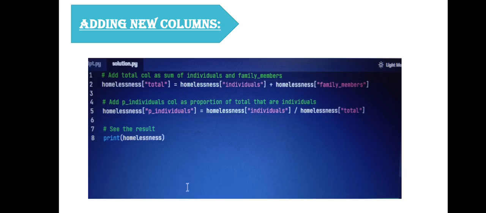Adding new columns. Add a total column as the sum of individuals and family members: homelessness total is equal to homelessness individuals plus homelessness family members. Individuals and family members are the two columns and we add total. Then add a p_individuals column as the proportion of the total that are individuals. Homelessness p_individuals is equal to homelessness individuals divided by homelessness total. Then see the result, print homelessness.